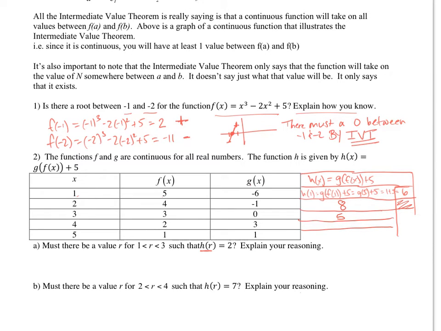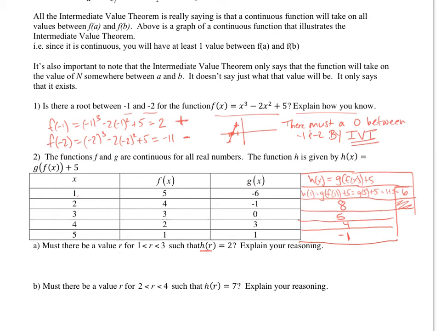Again, to summarize this process, h of 4 means f of 4, which is 2. Now g of 2, which is negative 1, and then I add that 5 to give me a value of 4. And finally, I'll do the last one, and I end up with negative 1. So here is my table. Now let's look at this question.